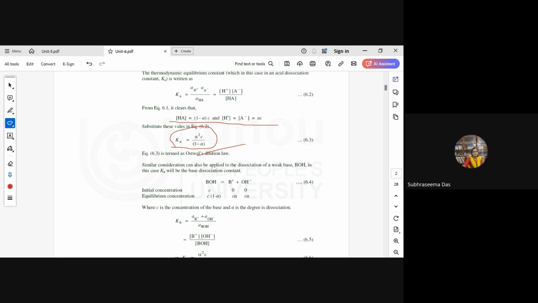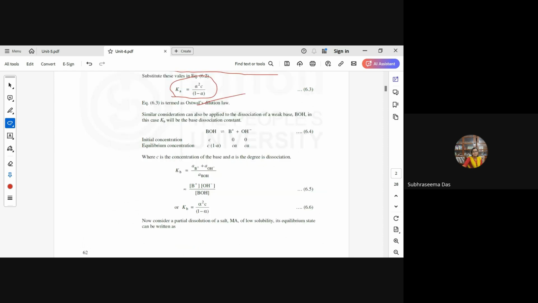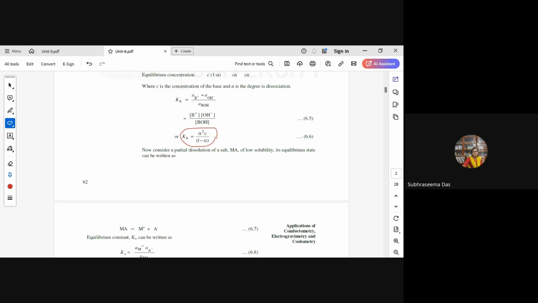of dissociation. Now, similarly, this Ostwald's dilution law can also be given for the dissociation of a weak base, which finally gives that Kb is equal to alpha square C by (1 minus alpha). Kb represents the dissociation constant for a weak base.